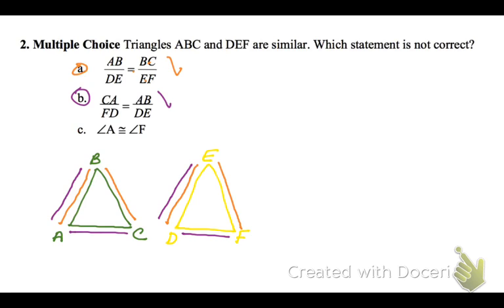Okay, so C says angle A is congruent to angle F. Okay, this is the part that's not right. So angle A is not in the same place as angle F is. So this is not right. So which statement is not correct? C. A and B are both correct.